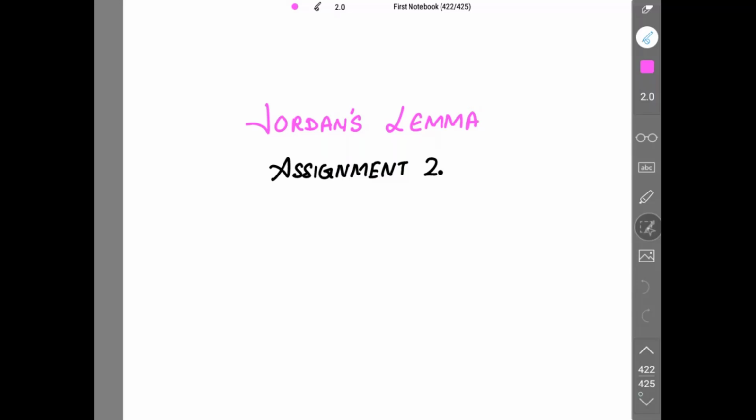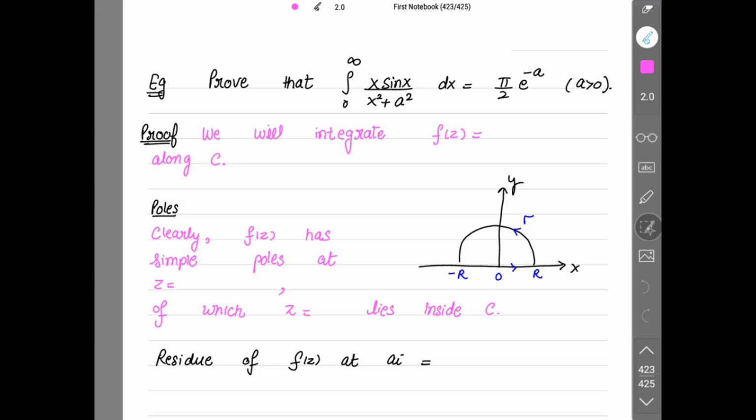Jordan's Lemma, Assignment 2. Example: prove that the integral from 0 to infinity of x sin x over x square plus a square dx is equal to pi by 2 e to the power negative a, where a is strictly positive. Now here m is equal to 1, because whenever we have an integration with sine of mx or cos of mx, and here it is simply sine of x. That means here m is equal to 1.